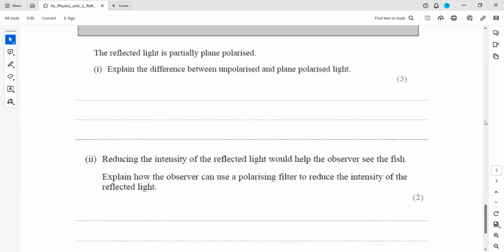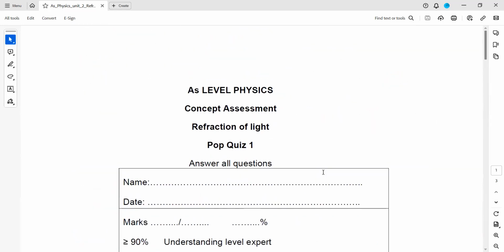Is it clear? This was a pop quiz related to refraction of the light. Any questions on this?